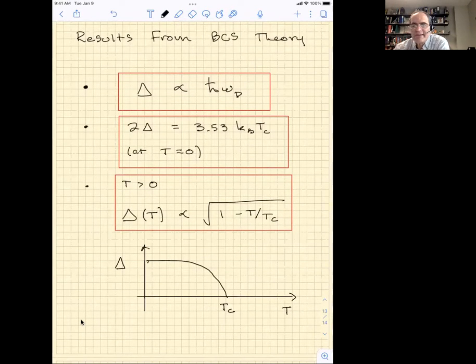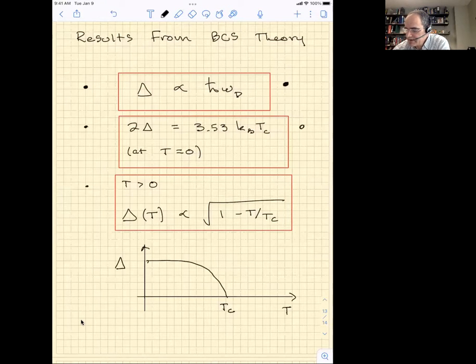We looked at some results from BCS theory. One, which we mentioned a few minutes ago, was that the size of the energy gap is proportional to the energy of the most energetic phonon. It's proportional to the Debye frequency, which is different in every material. But in some cases, we can change the Debye frequency slightly without changing the material if we make an isotopic substitution. If we substitute a lighter isotope or a heavier isotope of the material, we do see changes in the gap, just as predicted.